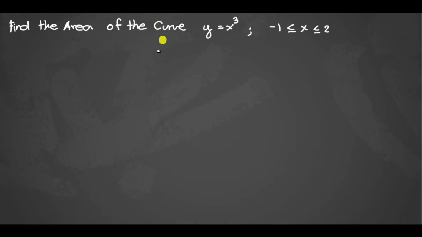So we have here an example in which we need to find the area of the curve y is equal to x cubed, bounded from negative 1 to 2. Now you will notice that our function y is equal to x cubed is an odd function, so we expect that our graph will look like this.